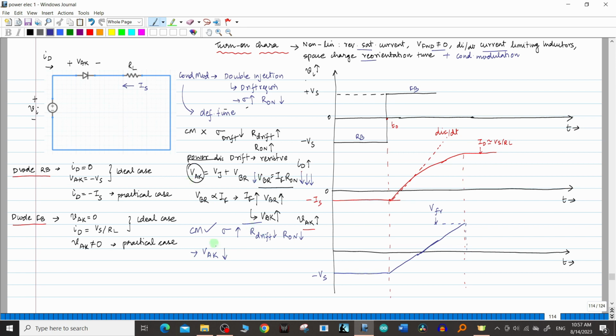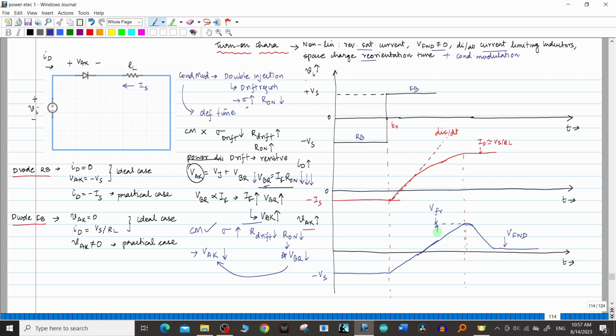VBR would decrease. Naturally VAK also would decrease, right? R on is decreasing, VBR is decreasing, and therefore VAK will decrease. I'll write that here. R on is decreasing, therefore I can tell VBR would decrease, and once VBR decreases, VAK also decreases. Therefore, beyond a certain time, this graph would actually come down. The VAK graph comes down, and once the conductivity modulation is fully set in, this value we can call V forward.